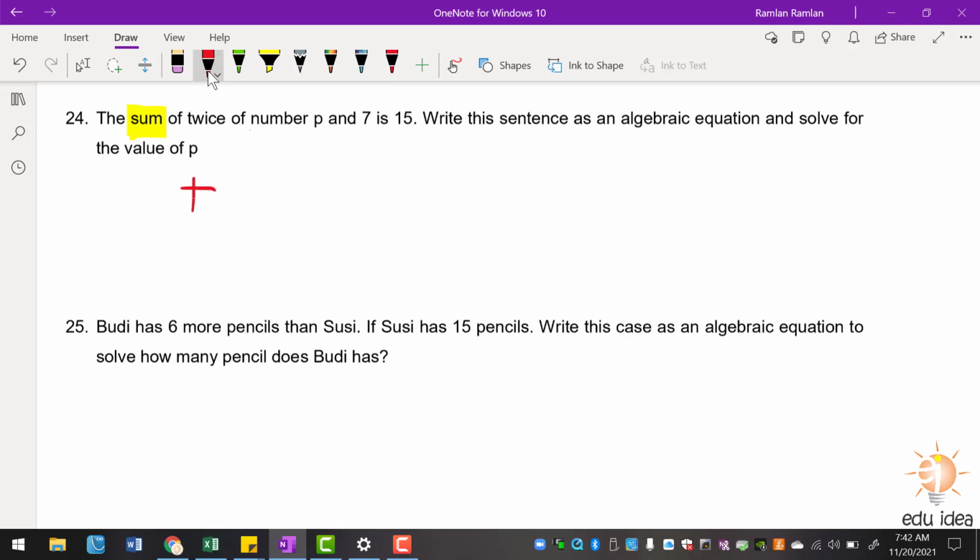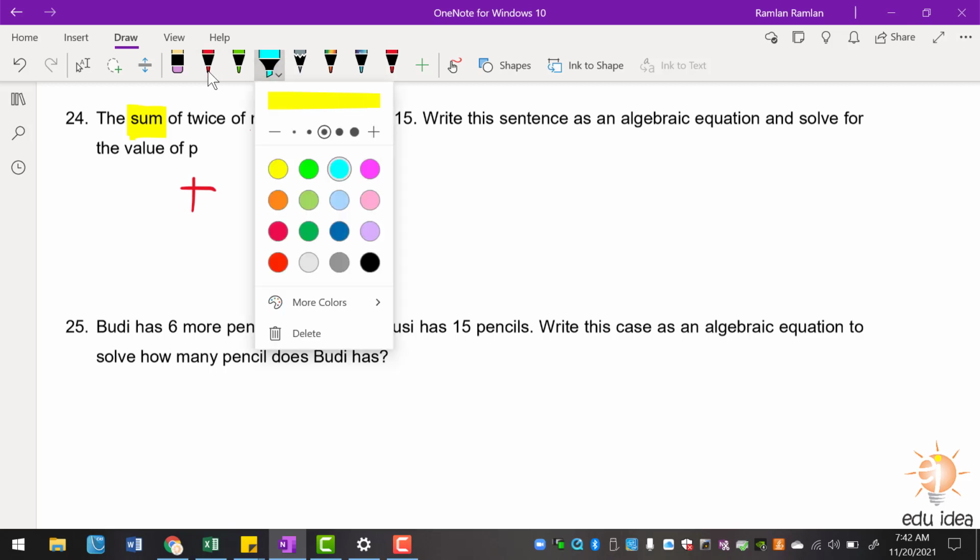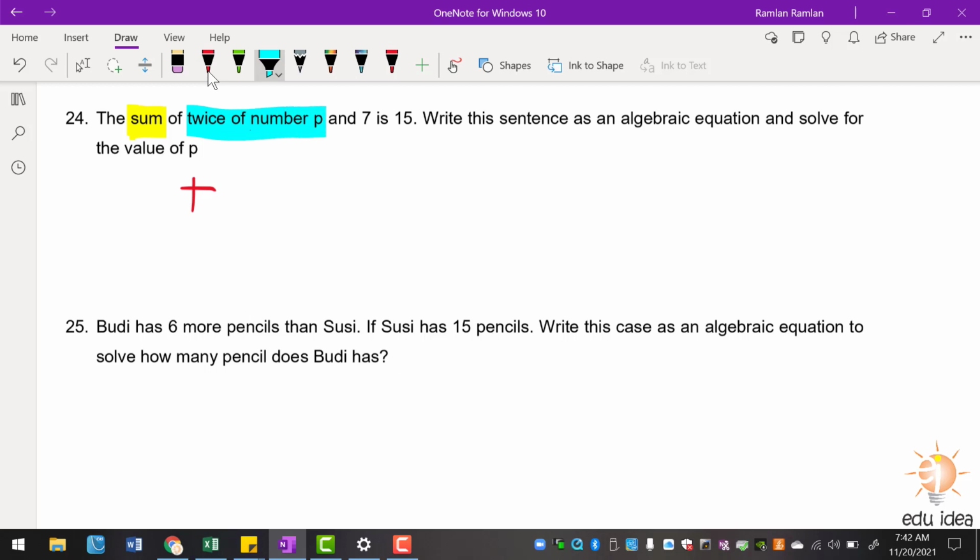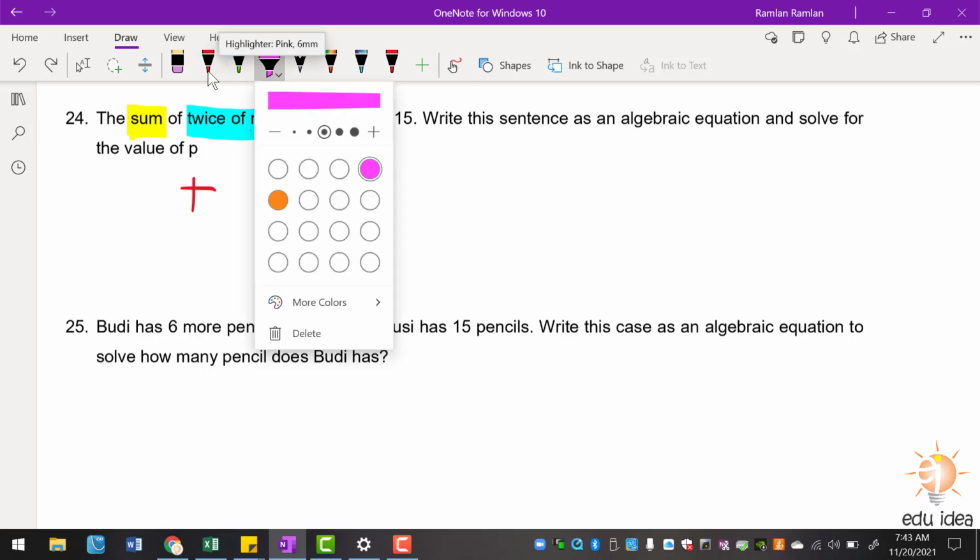So you're adding. Okay, and then we get twice of, so what are you adding here? You are adding these terms, this term over here and this term over here, right? It's separated by the word and. It means that you're adding this one and this one. So I can write that down, the blue highlight, as twice of a number p. Twice means that you multiply by 2. So that is also a keyword, actually.